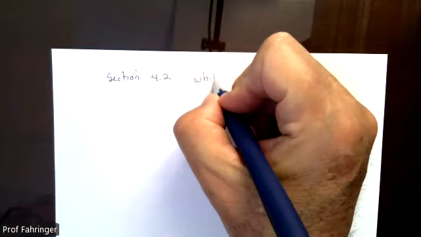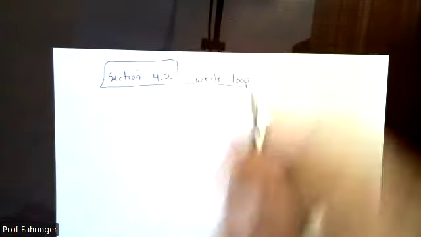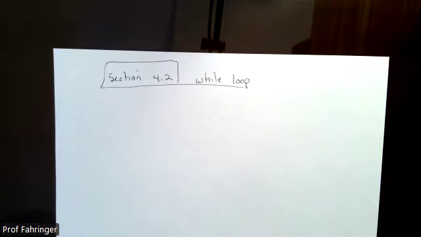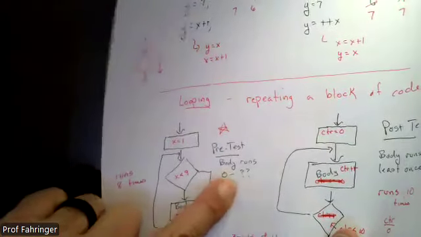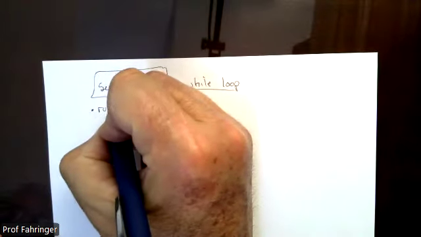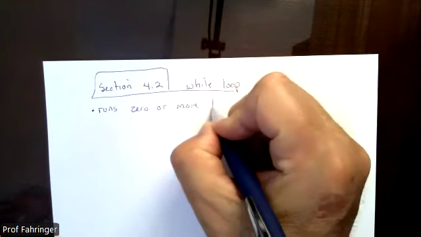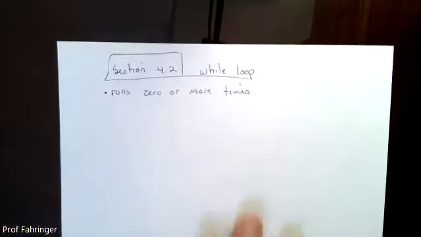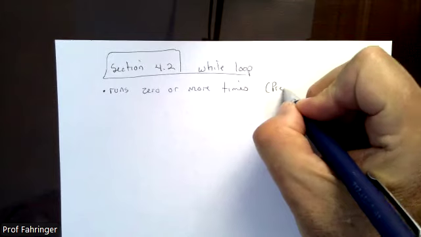And here we're creating something called a while loop. A while loop. Now, this is that first one. That was this guy, the pre-test. So I want to make sure I put a note. Runs 0 or more times. Okay. This was my pre-test.